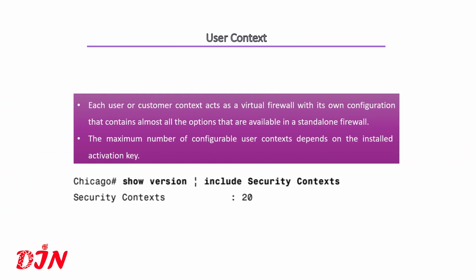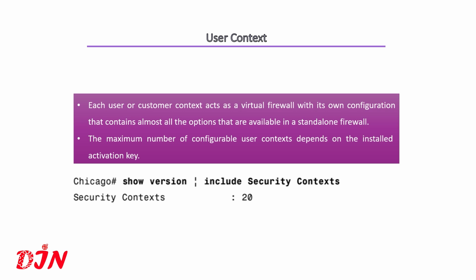User context. Each user or customer context acts as a virtual firewall with its own configuration that contains almost all the options that are available in a standalone firewall. A virtual firewall supports a number of features that are available in a standalone firewall, such as IPS functionality, routing tables, firewall features, and management.